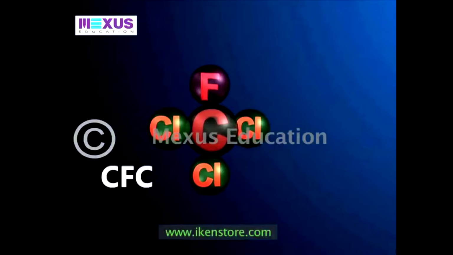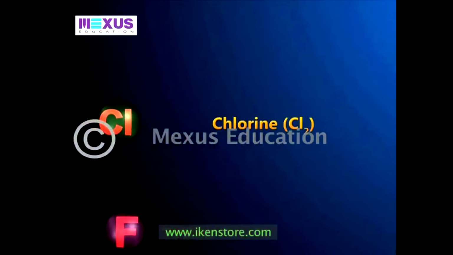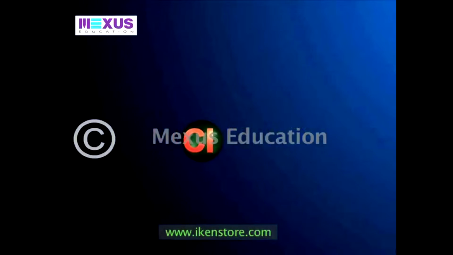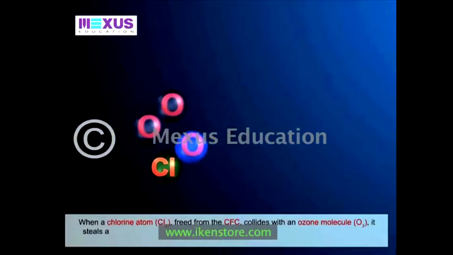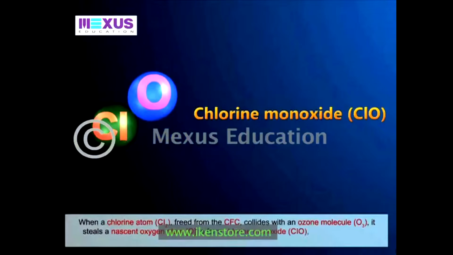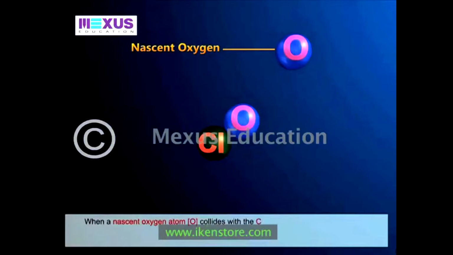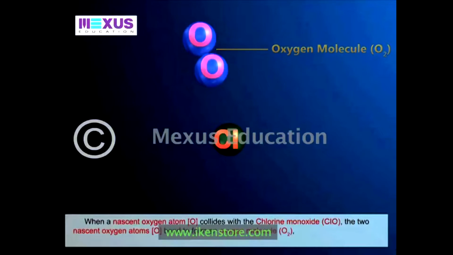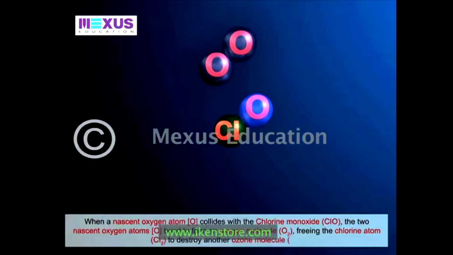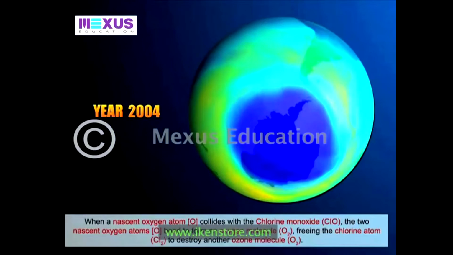The chlorofluorocarbons or CFCs released in the air are broken apart by the ultraviolet radiation. The chlorine atoms are then freed from the CFC and go ahead to destroy ozone. When a chlorine atom, Cl, collides with an ozone molecule, O3, it steals a nascent oxygen atom, O, to form chlorine monoxide, leaving behind an ordinary oxygen molecule. When an oxygen atom collides with a chlorine monoxide, ClO, the two nascent oxygen atoms, O, bond to form an oxygen molecule, O2. The chlorine atom, Cl, is thus released and is free again to destroy another ozone molecule, O3. The cycle continues, leading to the depletion of the ozone layer. The ozone layer has been suffering this damage for many years now.